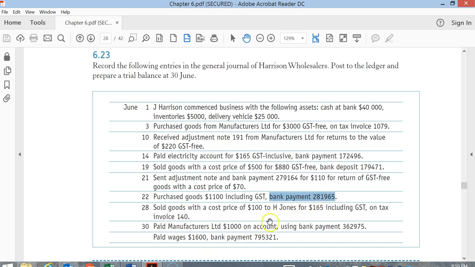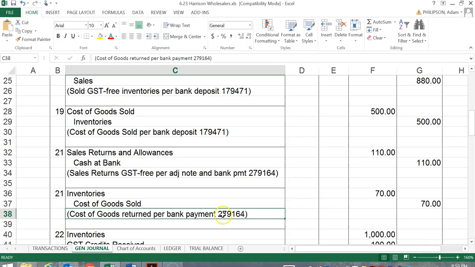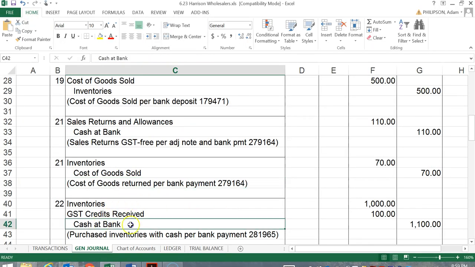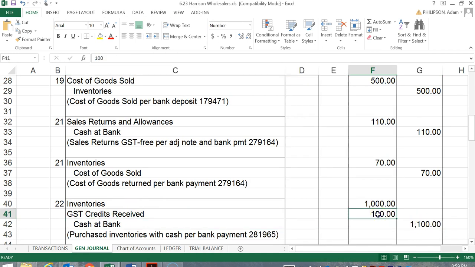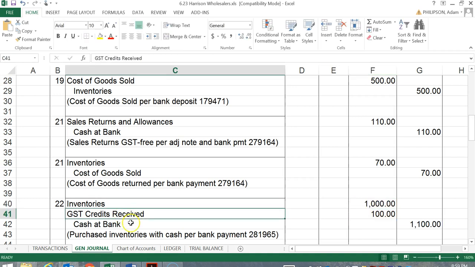So cash at bank will be our credit for the gross amount of the transaction, the full amount. So first of all, cash at bank credit is the full amount of the transaction. Our GST credits received equals the gross amount divided by 11. And therefore our inventories equals the gross amount minus the GST. So debit inventories, debit GST credits received, credit cash at bank.